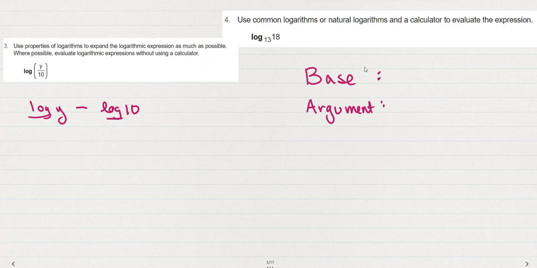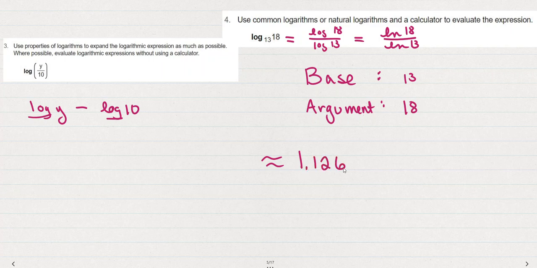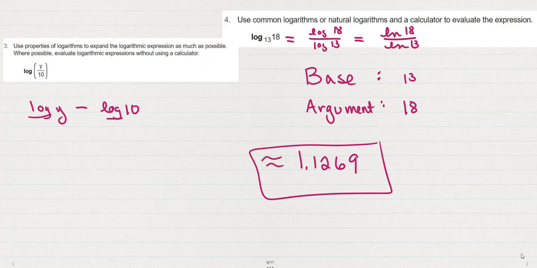Now for this example, we're going to use common logs or natural logs and a calculator to evaluate the expression. So the base is 13 and the argument is 18. So I could rewrite this as common log of 18 over the common log of 13, or natural log of 18 over the natural log of 13. And when you put that into a calculator, you should get approximately 1.1269 if I round it to 4 decimal places. So try that on your calculator. Make sure you can get that result.